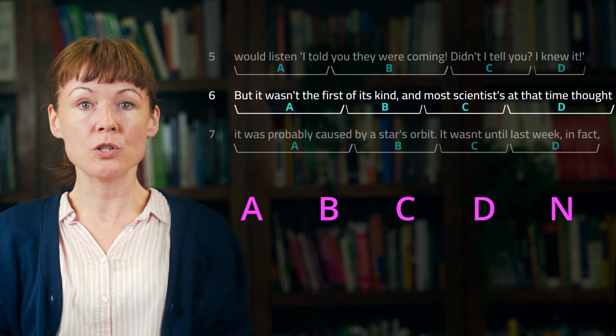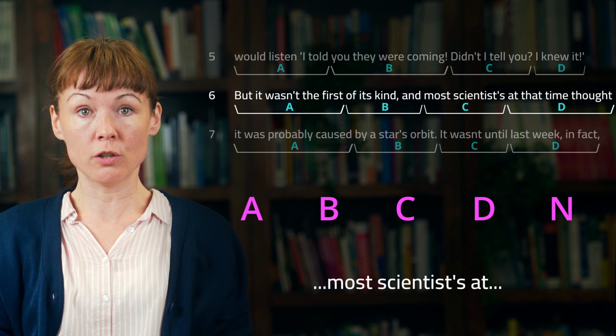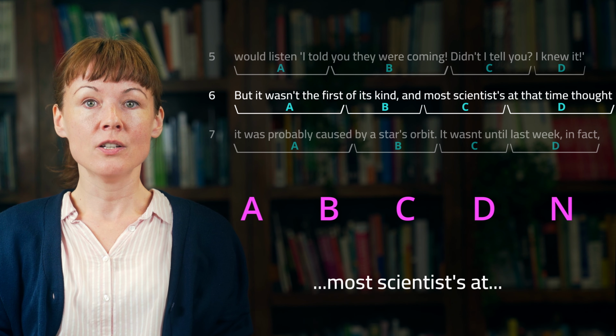On line 6, we talk about some scientists, plural. However, the writer has used an apostrophe, which would indicate possession, something belonging to the scientist. Remember that we don't use apostrophes for plurals, so the mistake is in box C.